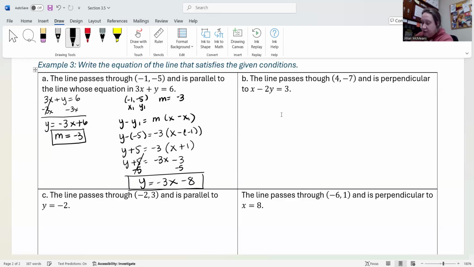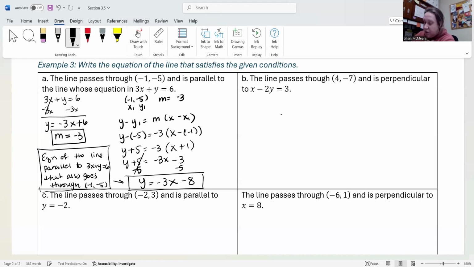And this right here is the equation of the line parallel to 3x plus y equals 6 that also goes through (-1, -5). You don't have to write this out every time, but I want it in your notes so you know truthfully what we are doing and what this answer means. So y equals -3x minus 8 would be the answer there.